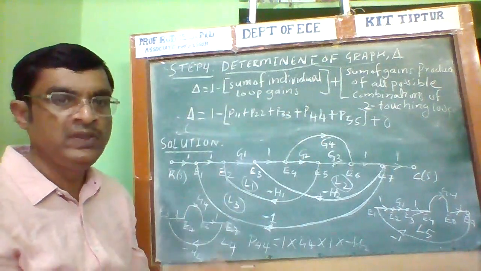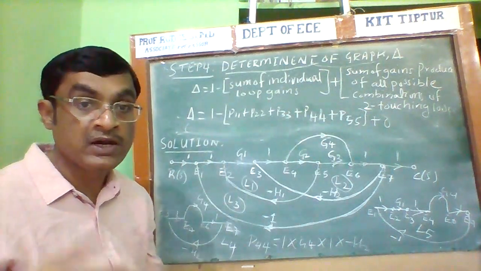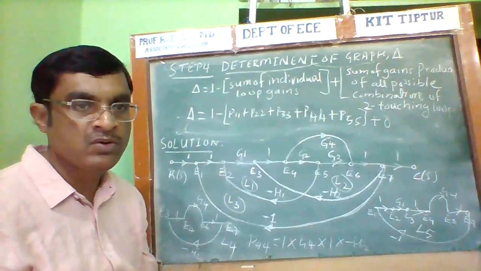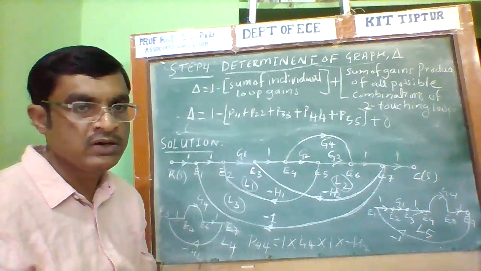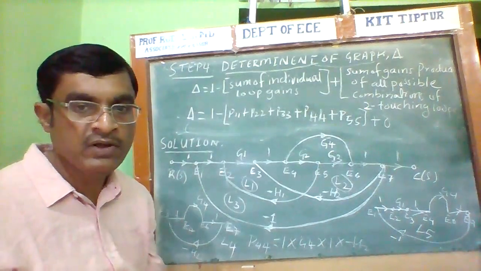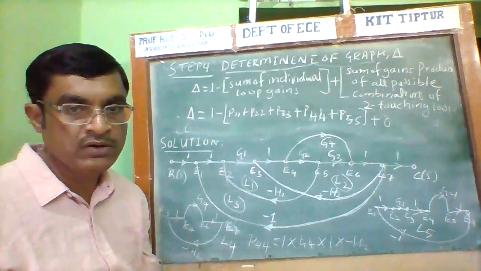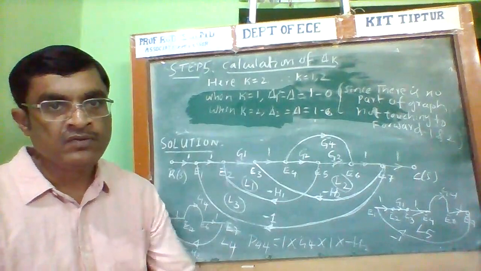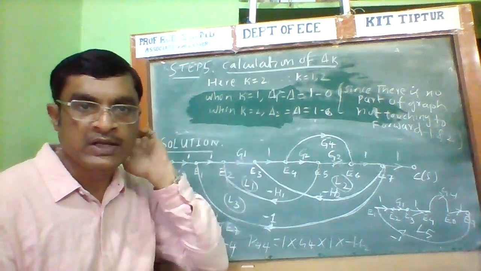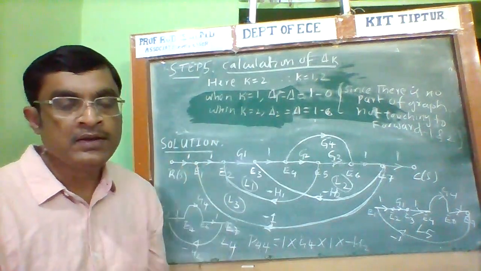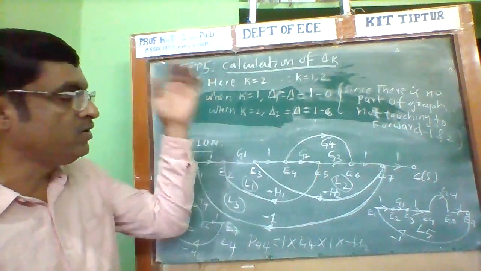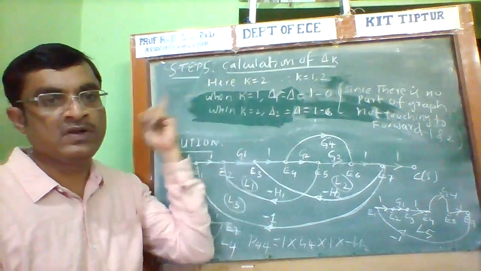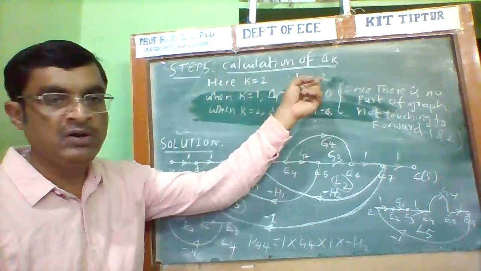In the next step, we go for calculating delta k. Here k is equal to 2, so it may be delta 1 and delta 2. Therefore, we need to calculate the values of delta 1 and delta 2 in the next step. In step 5, we go for calculating delta k. Here k is the number of forward paths. Since the number of forward paths is 2, k is taken as 1 or 2.